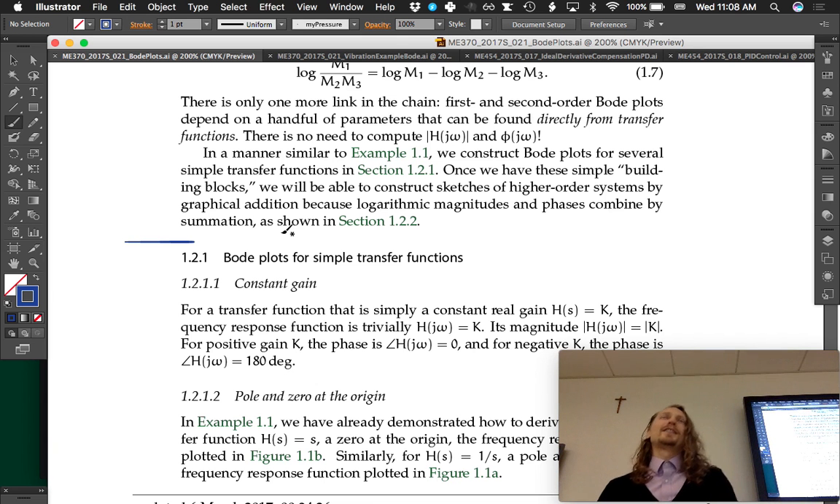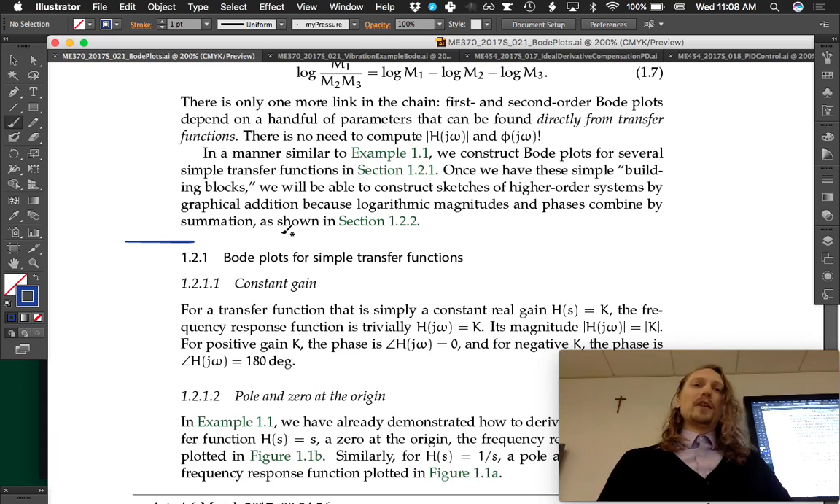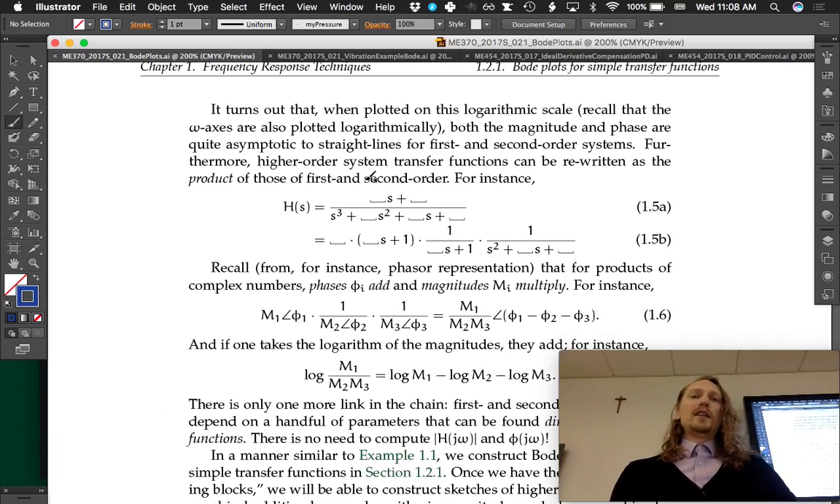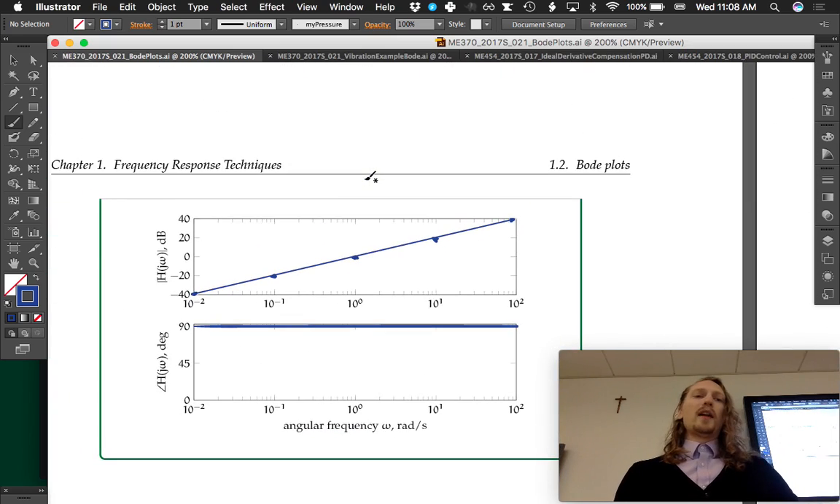Let's continue our discussion of Bode plots, okay? As you may recall, we went through and learned all of the lead up to how to plot them by hand.